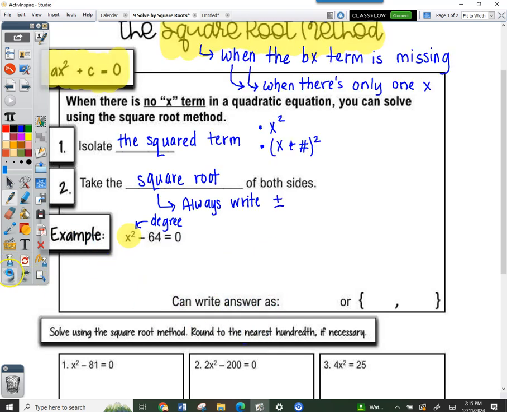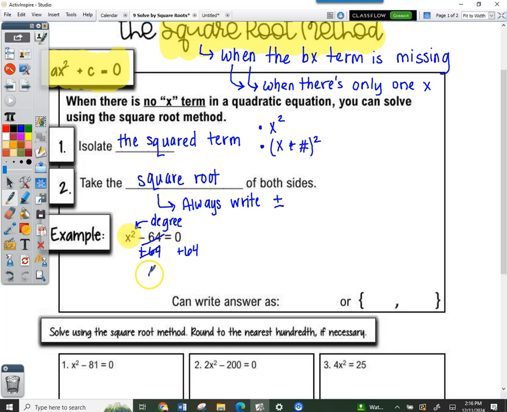What do I need to do to get x squared by itself? I need to move this to the other side. Well, come on, y'all. I'm looking for someone to say, move the negative 64. I need more people to participate. So I'm going to move this by adding it to itself. That's the inverse operation.